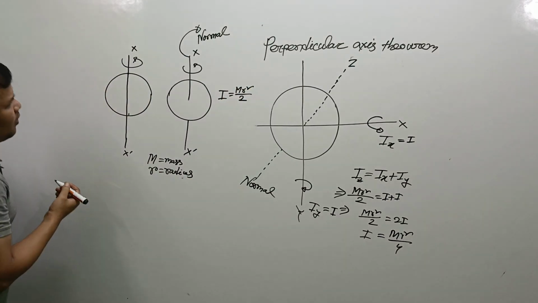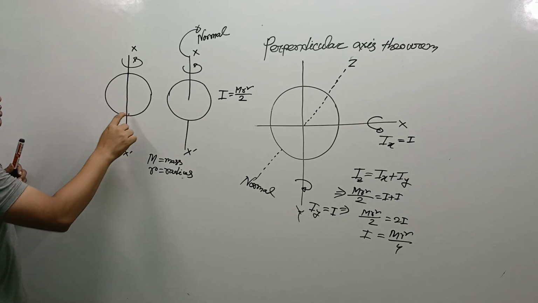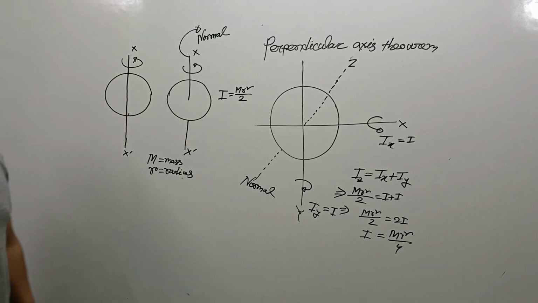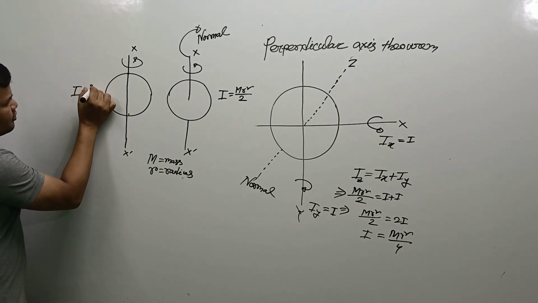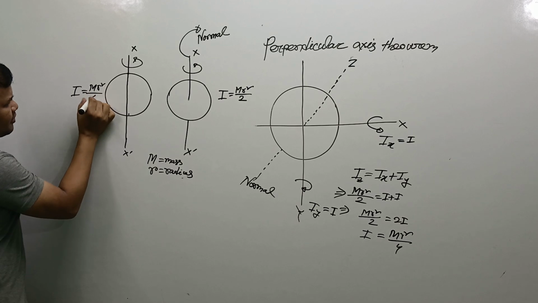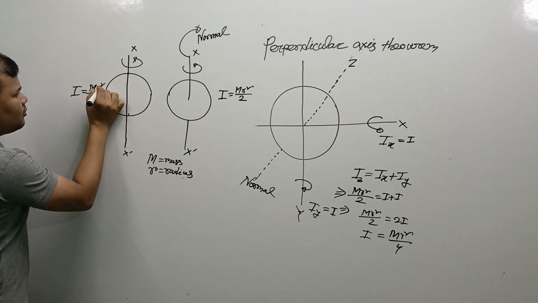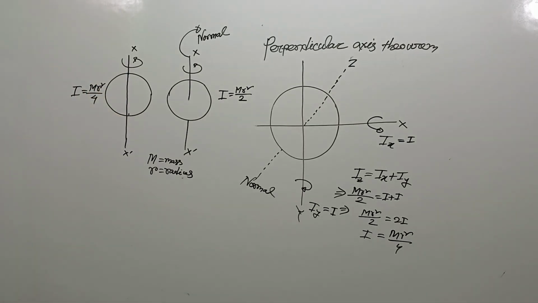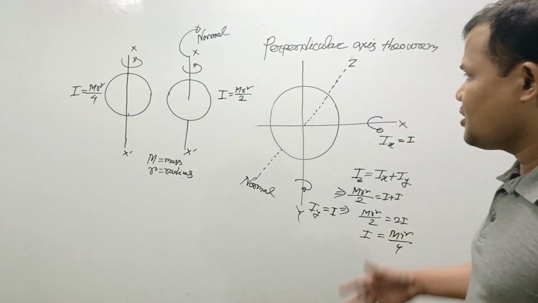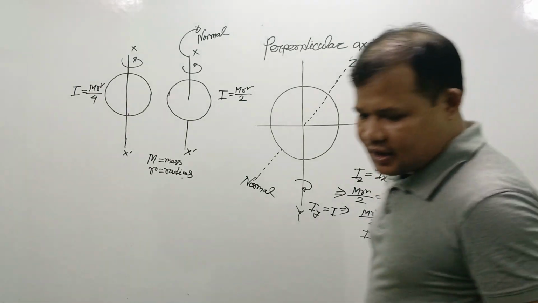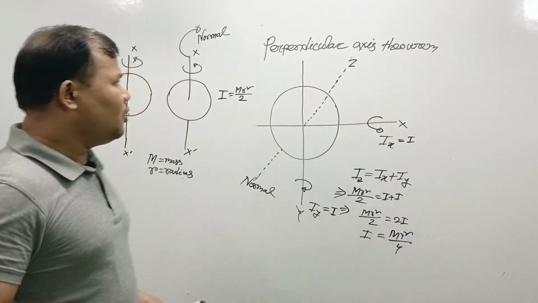But in case of the diameter, if the rotational axis is the diameter of a circular disc, then the moment of inertia will be I is equal to m r square divided by 4. I think all of you clearly understand. If you understand this part, then I will go to the next topic. My dear students, always try to understand what is actually happening. Let us go to the next lecture.